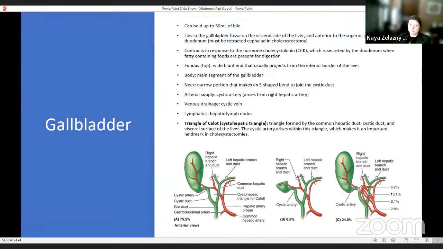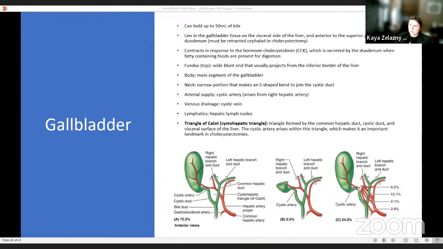The gallbladder has a fundus, a top part, a body, a main part, a neck, which is a narrow S-shaped portion that leads you into the cystic duct. The arterial supply here is the cystic artery, which comes from the right hepatic artery, venous drainage through the cystic vein. And then for lymphatics, we're going back up to the same lymph nodes that we're sharing with the liver, so to the hepatic lymph nodes.